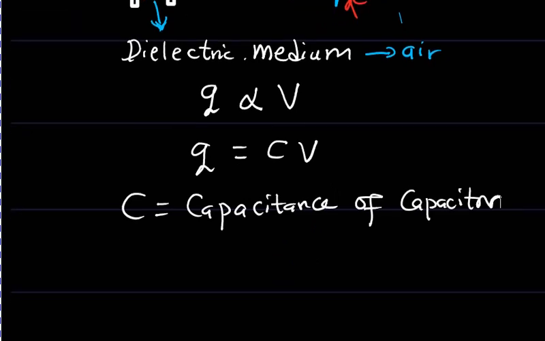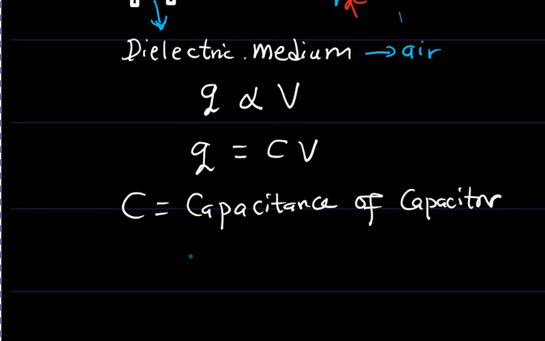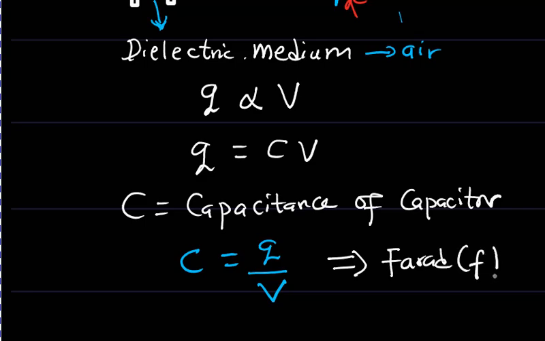So how do we define capacitance? The capacitance of a capacitor is simply, from this expression, C equals Q over V: the quantity of charge a capacitor stores per unit voltage that is supplied to it. And of course, the SI unit is measured in farad, abbreviated as F.